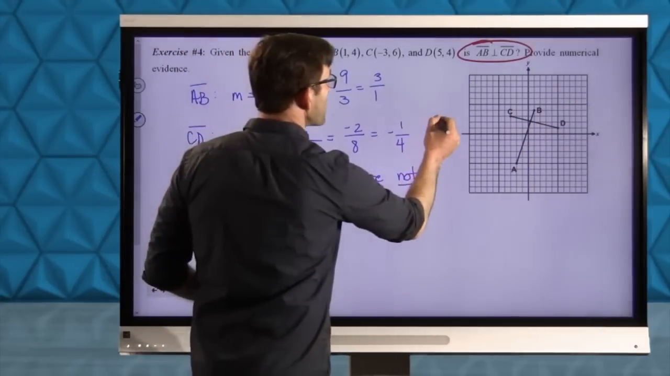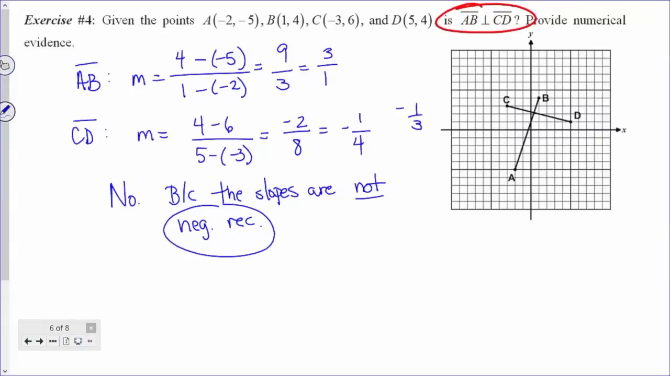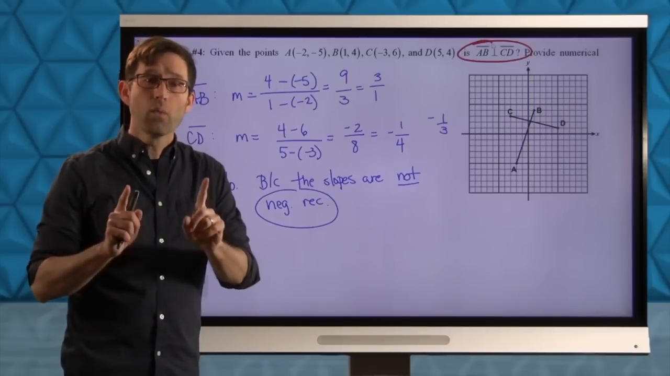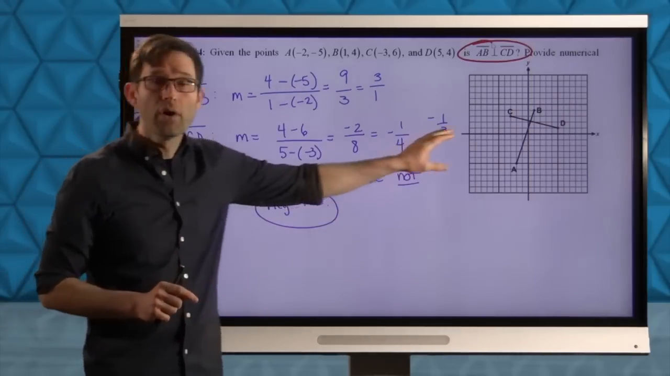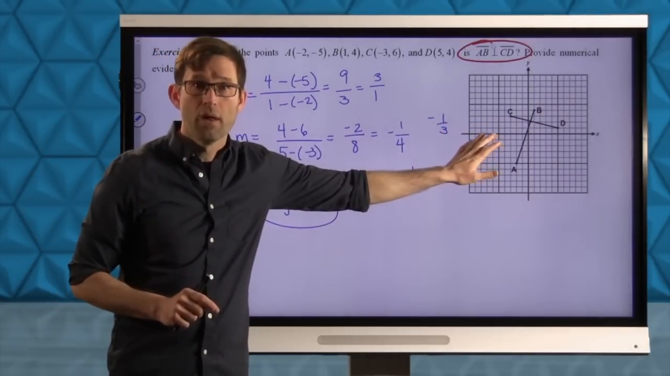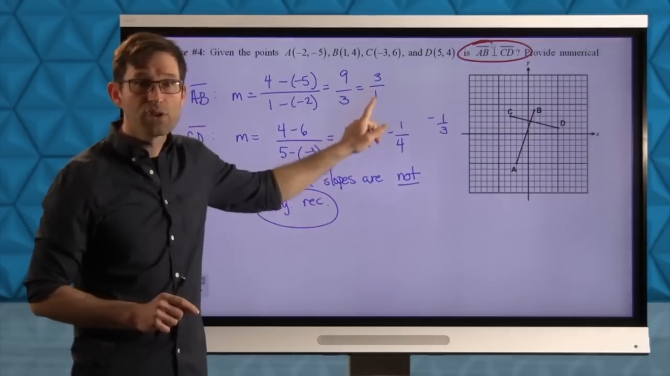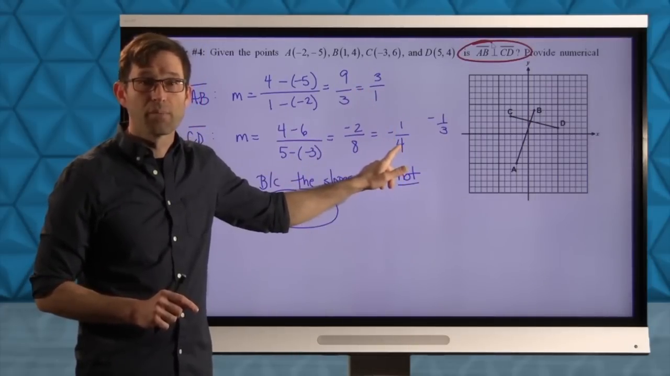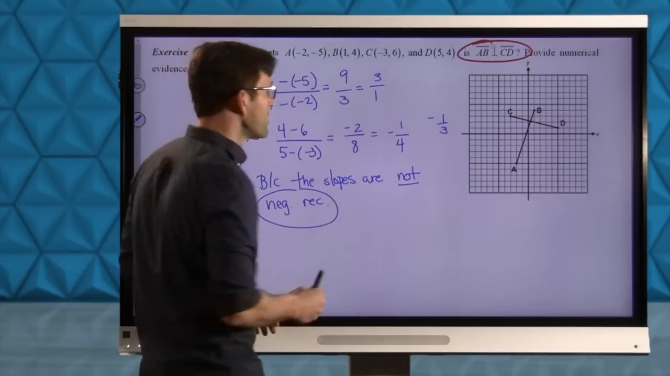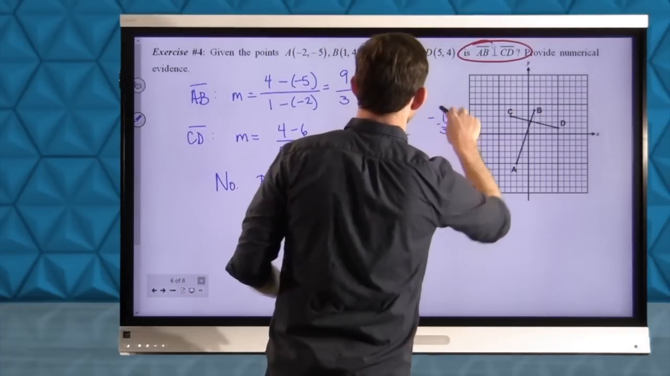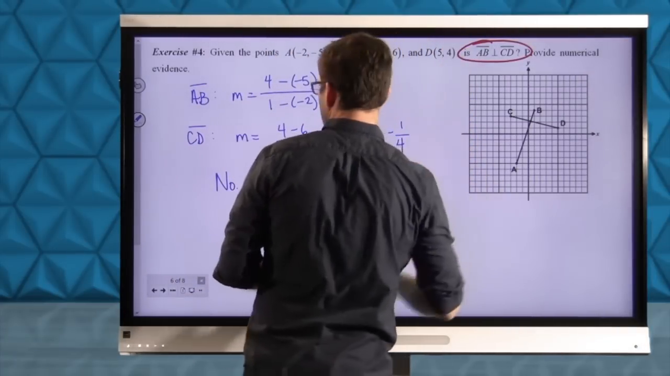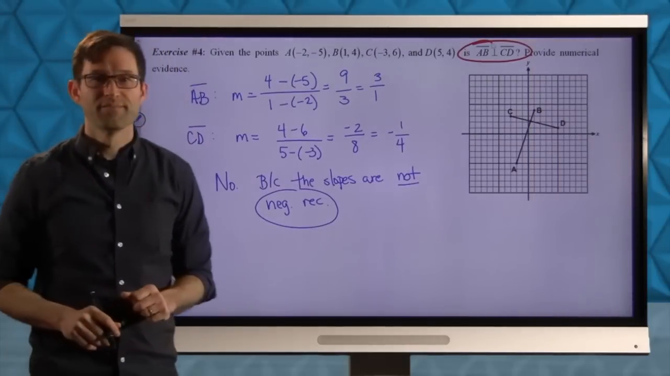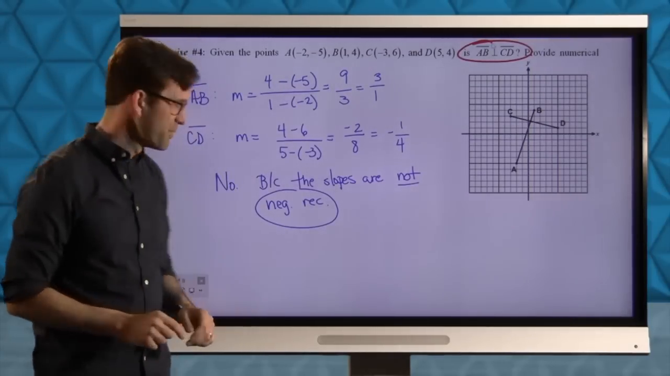Had this thing turned out to be -1/3, which is obviously a fraction very close to -1/4, then they would have been perpendicular. And that's why they look very close to it up here. They look close to it because their slopes are close to being negative reciprocals. They just aren't quite. Whoops. So let's get rid of that. All right. Let's do one more problem.